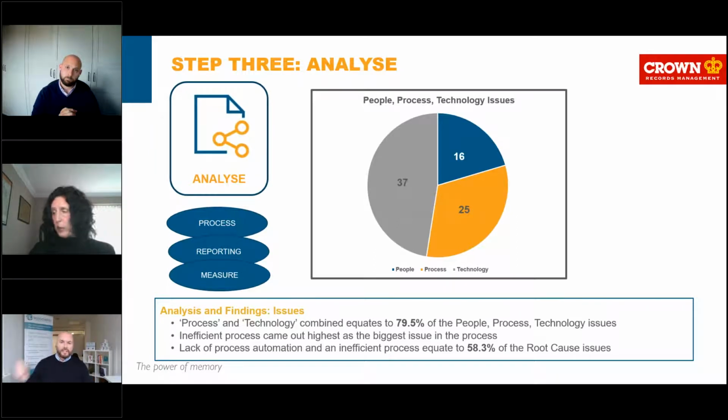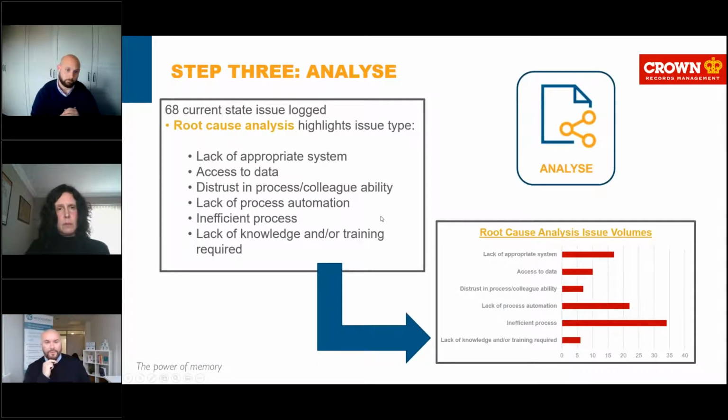Perfect. And I think the next slide delves in a little bit more detail, doesn't it? I think if you want to explain that slide to us, Michelle, because I think you're delving in a little bit even more depth on this one.